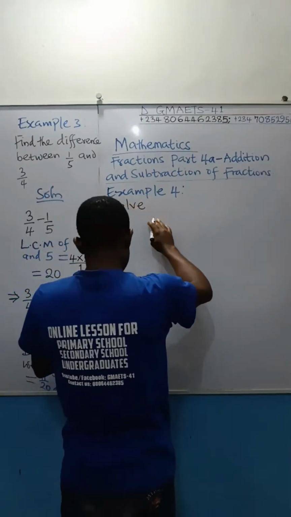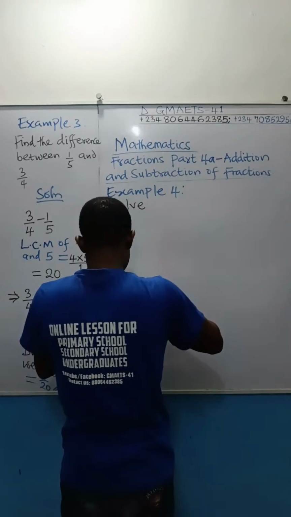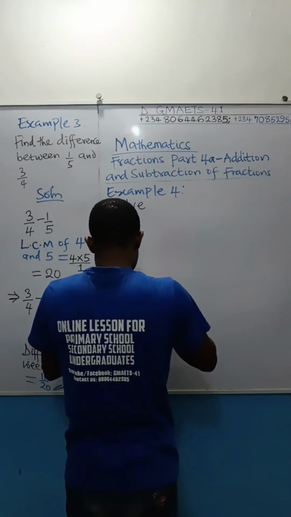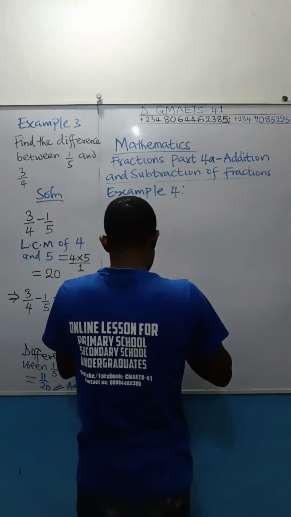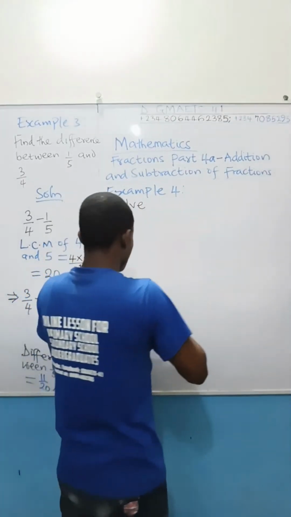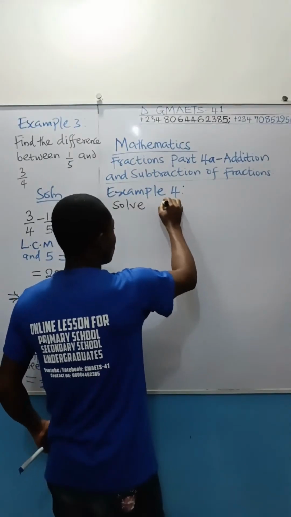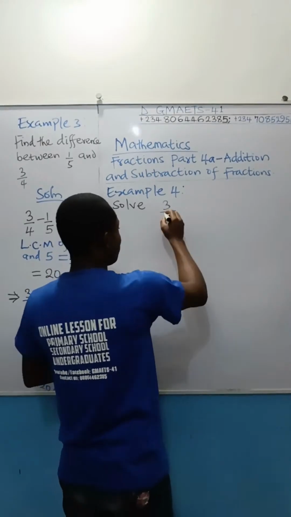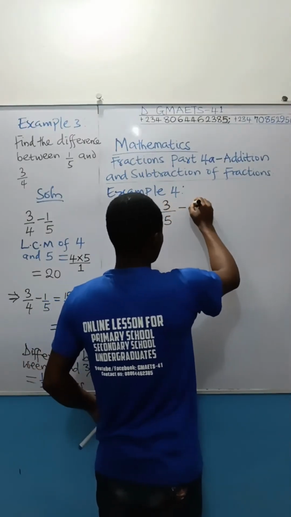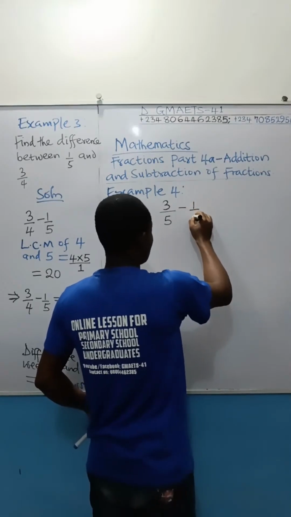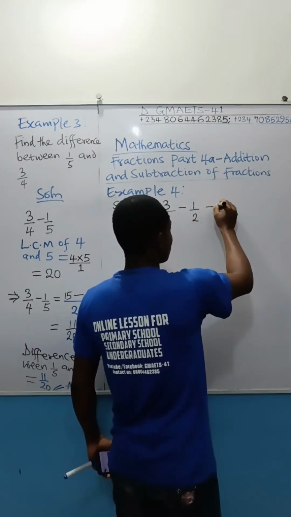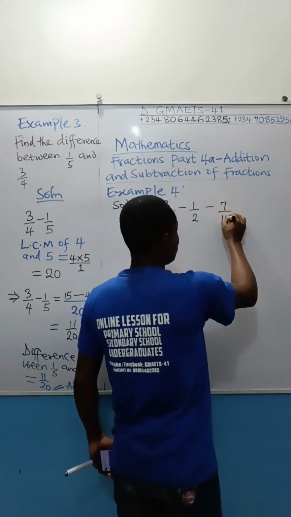Okay, let's look at this. Solve 3 over 5 minus 1 over 2 minus, let's say, 7 over 15.